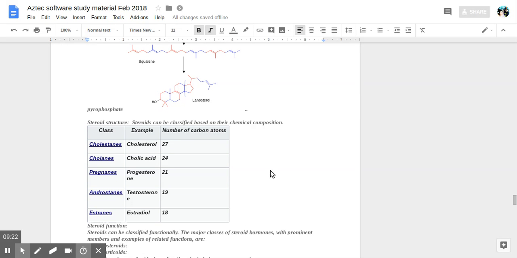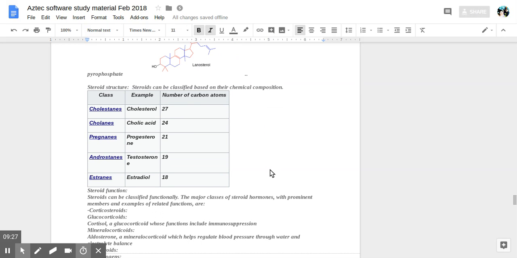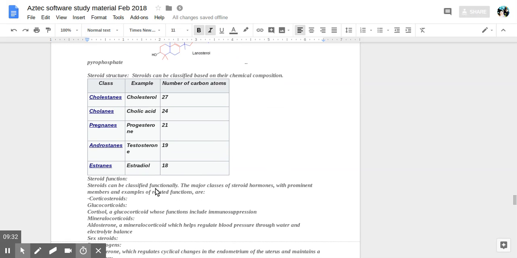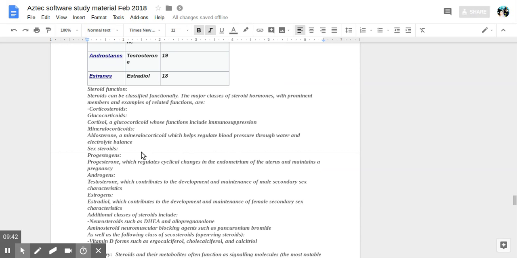So steroids can be classified functionally. The major classes of steroid hormones with prominent members and examples of related functions are shown. So corticosteroids, glucocorticoids, cortisol, a glucocorticoid whose functions include immunosuppression. Mineralocorticoids, aldosterone, a mineralocorticoid helps regulate blood pressure through water and electrolyte balance. We'll continue in the next part.